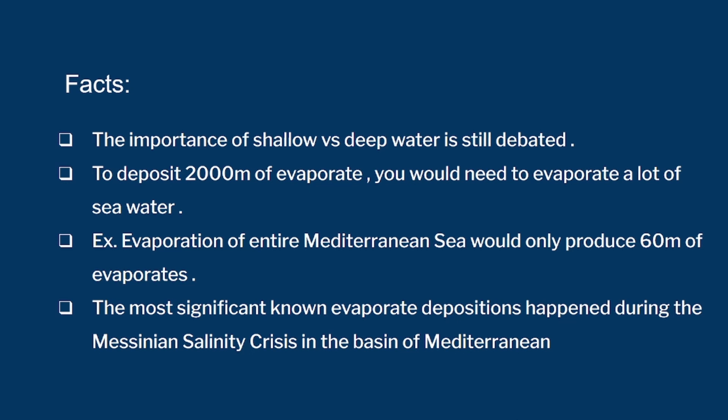To deposit 2000 meters of evaporite, you would need to evaporate a lot of seawater, where evaporation of the entire Mediterranean Sea would only produce 60 meters of evaporites. The most significant known evaporite depositions happened during the Messinian salinity crisis in the basin of Mediterranean.